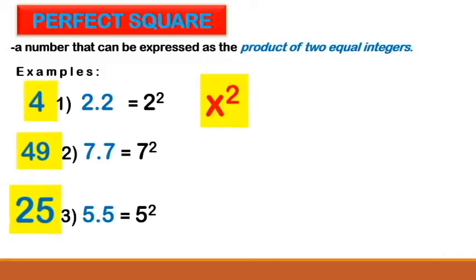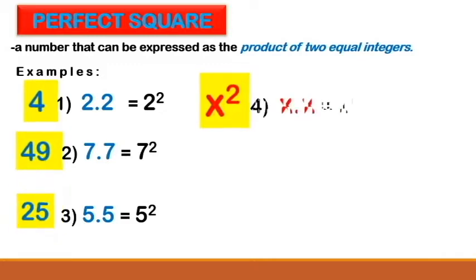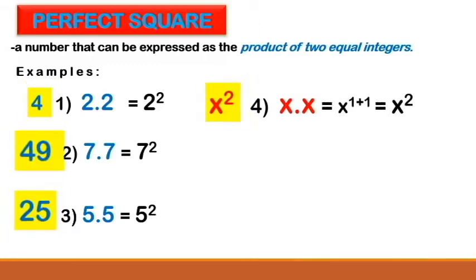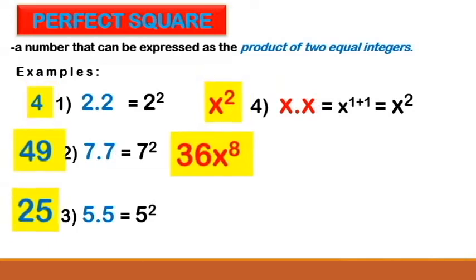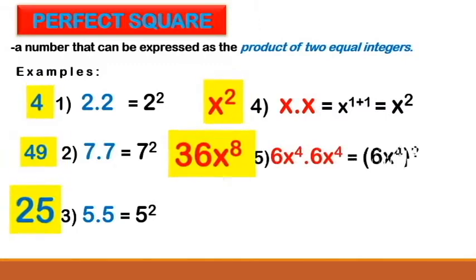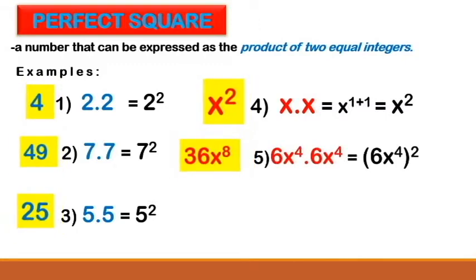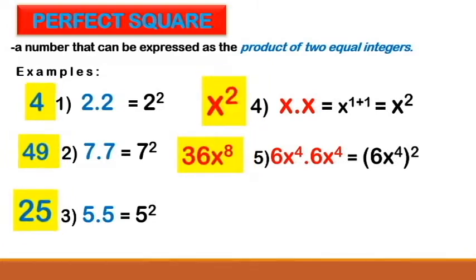Another example is x squared. So x squared can be expressed as x times x, or x raised to 1 plus 1 equals x squared. Another example is 36x to the 8. So 36 can be expressed as 6 times 6 and x to the 8 can be expressed as x to the 4 times x to the 4. So we have the quantity 6x to the 4th squared.